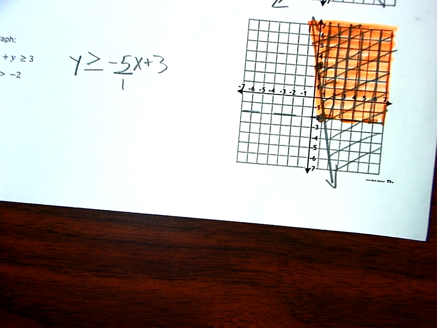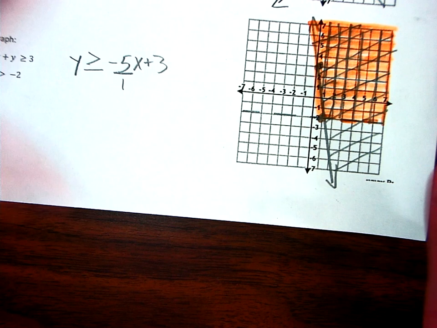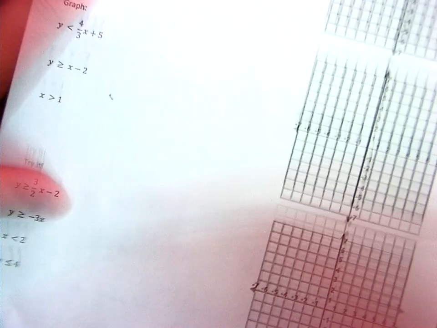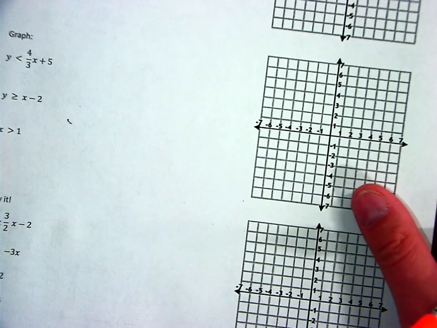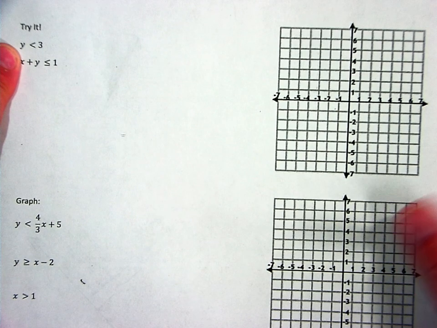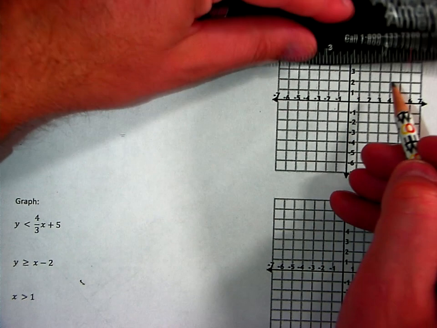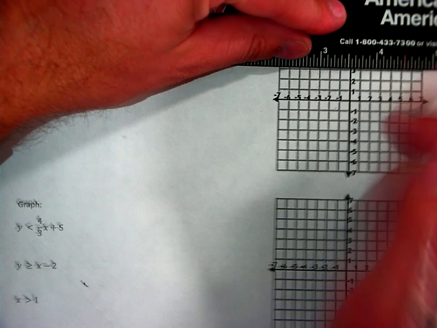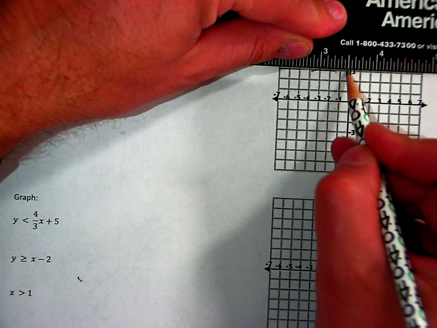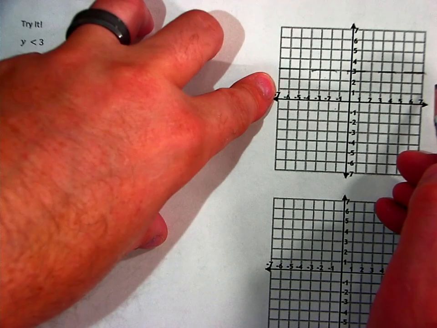Alright, let's go over this one, please. Wait, would it be like the smaller portion or like the bigger portion? I have no idea. Let's look right now. Alright, first of all, y is less than 3, correct? Y is less than 3, so on the y-axis I'm going to go to 3, and this is going to be a dashed line. And it's less than, so it's going to be below that line.